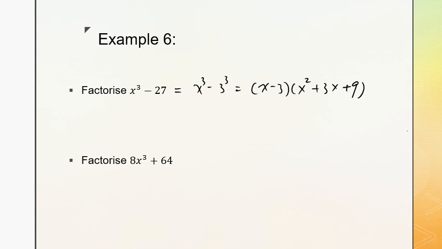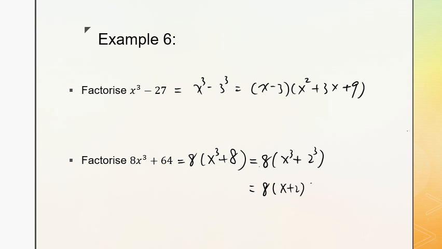And then for the next one, don't forget when you factorize, always take out the highest common factor. So this will be 8x cubed plus 8. And again, you will see 8 as the cube of 2. So this is going to be a sum of two cubed values. Therefore, if you want to factorize it, it's going to be 8 times x plus 2, x squared minus 2x plus 4. Okay?